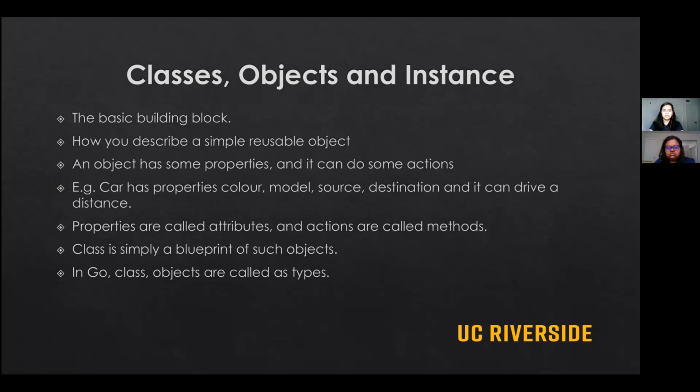In the Go language, it is a bit different. A class is translated as an interface, and objects are called types. It's just a naming difference. There's a lot of difference in implementation as well, and that difference is intended. We will see that later. But just to mention here, objects are called types, and classes are referred to as interfaces.